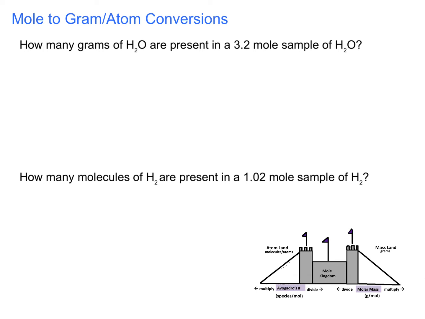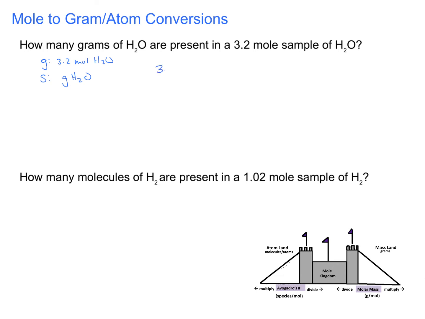Okay, so in this first problem here, they are asking us how many grams of H2O are present in a 3.2 mole sample of H2O. So my given here is going to be 3.2 moles of H2O. Okay, and my solve for is going to be grams of H2O. So we are going from the kingdom out into mass land. And we know that in order to exit the mole kingdom, we're going to multiply, and in this case, we're going to multiply by the molar mass.